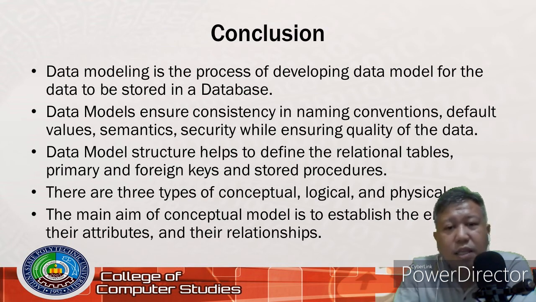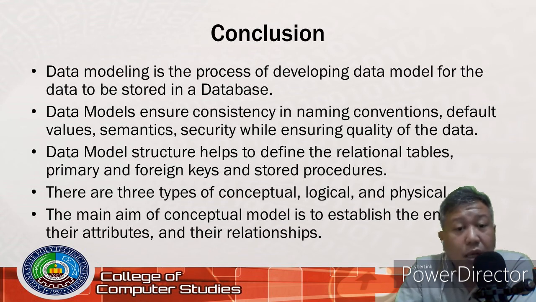Conclusion, data modeling is a process of developing data model for the data to be stored in a database. Data models ensure consistency in naming conventions, default values, semantics or meaning, security while ensuring quality of data. Data model structure helps to define the relational tables, primary and foreign keys, and stored procedures. There are three types of conceptual, logical, and physical data models. The main aim of conceptual data model is to establish the entities, their attributes, and their relationships.